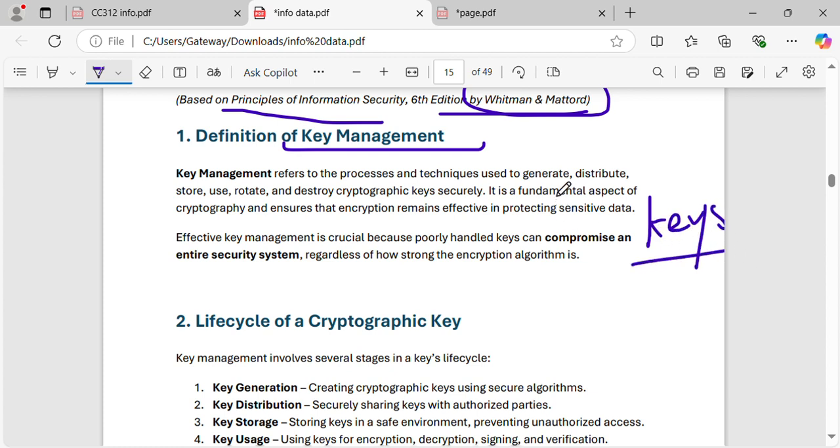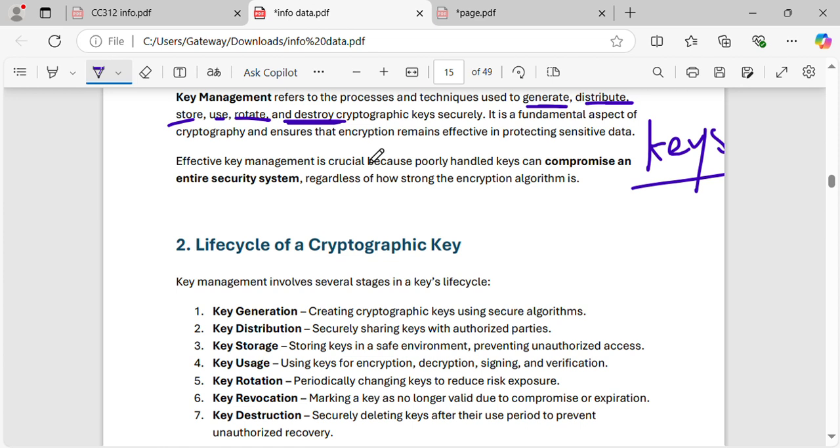And the process of generating these keys, distributing these keys means classifying them as public or private, storing them, using them, rotating them means we can also change their mathematical representation, and we can destroy them as well. It is a fundamental aspect of cryptography and ensures that encryption remains effective. Okay, boring stuff.